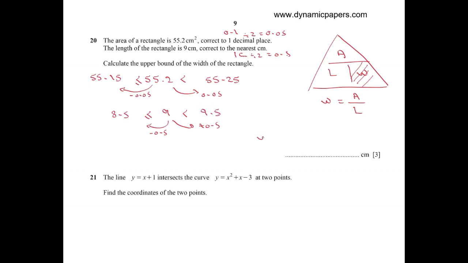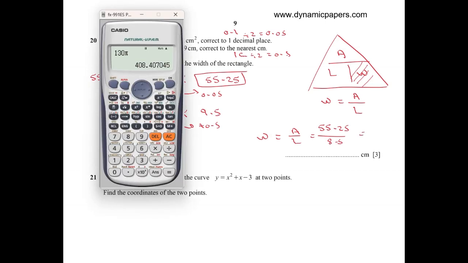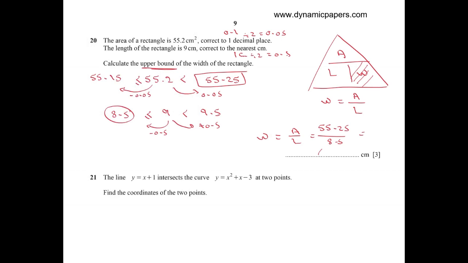To find its width, the width equals area over length. This means we need the upper bound of the width. We need the width to be the maximum value. To find the maximum value of the width, we have to choose the area as big as we can, which is 55.25, and choose the length as small as we can, which is 8.5. 55.25 divided by 8.5, and the answer will be 6.5.